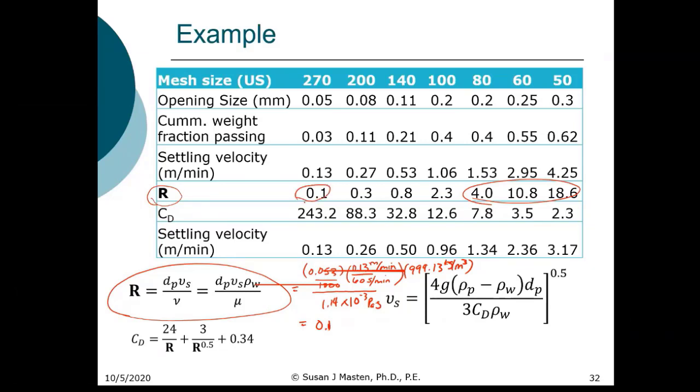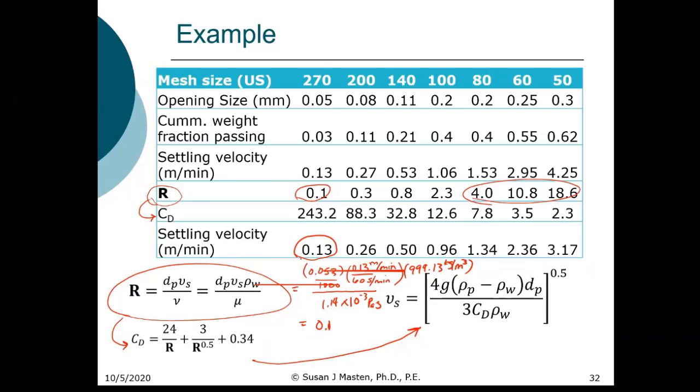The next thing I want to do is use that Reynolds number to calculate the coefficient of drag. So I'm just substituting in R here, using the expanded equation for Reynolds number, and then I will use that here to use the more general equation to calculate the settling velocity, which I have here. Does that make sense?